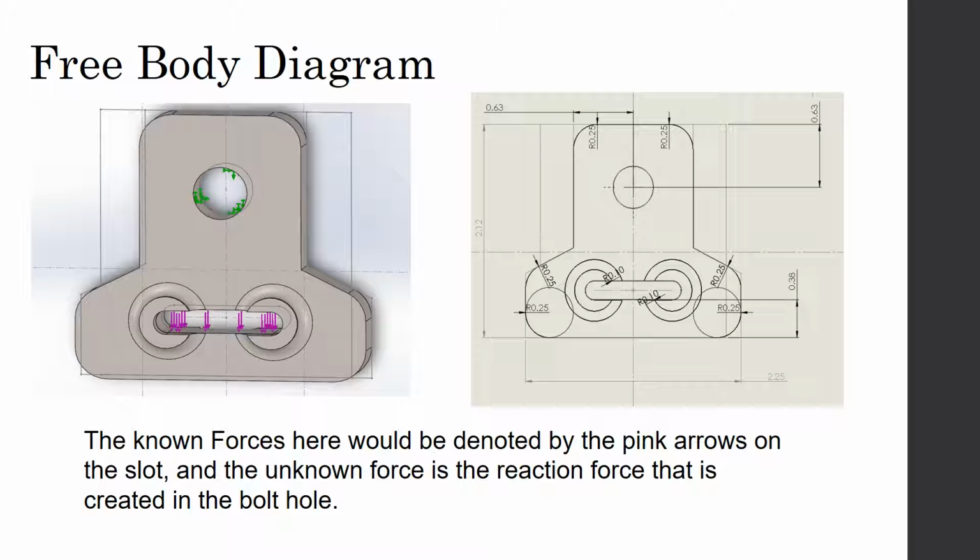You can see the known forces would be the pink arrows, where the seatbelt strap would actually be displacing the force. The green arrows at the bolt hole represent a fixed structure where it would be attached to the car.